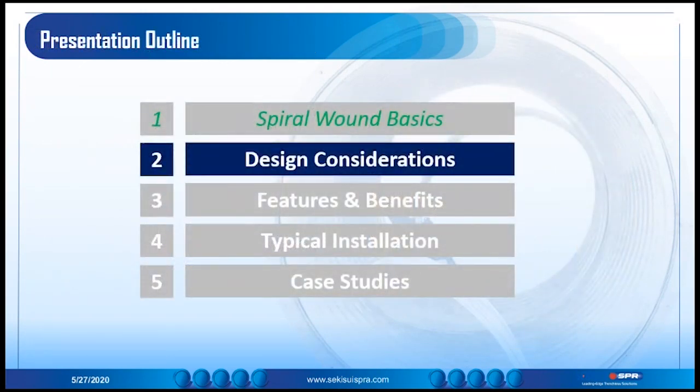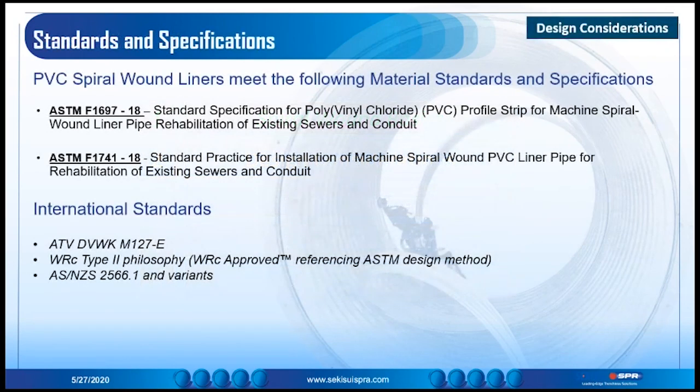Now that we've covered some of the basics of the spiral wound process, let's talk about how our liners are designed and the variables that must be considered when we look at one of your projects. All of our spiral wound lining solutions meet and adhere to standards and specifications that have been established by agencies and organizations worldwide. The first is ASTM F1697-18, and the second, ASTM F1741-18.